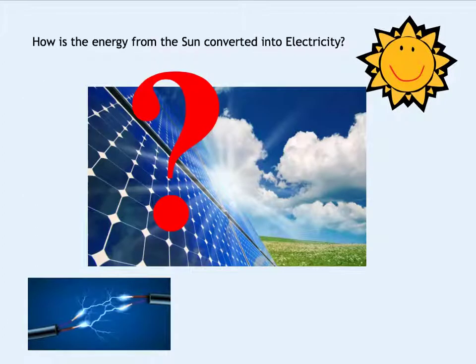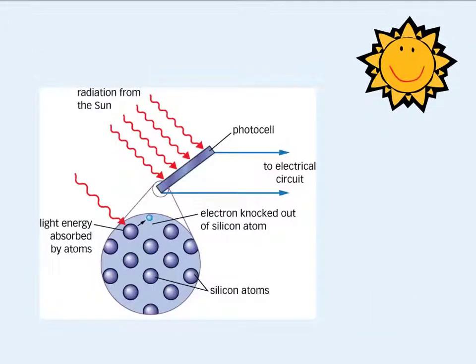Okay, so the big question is, how is the energy from the sun converted into electricity? In order to do that, we need to take a closer look at the photocell and what it's actually made of. Looking more closely at the photocell, you can see that it's made of silicon atoms. These silicon atoms get hit by the radiation from the sun, and when they absorb that energy, they give off electrons. These electrons flow down the circuit and then can be used.